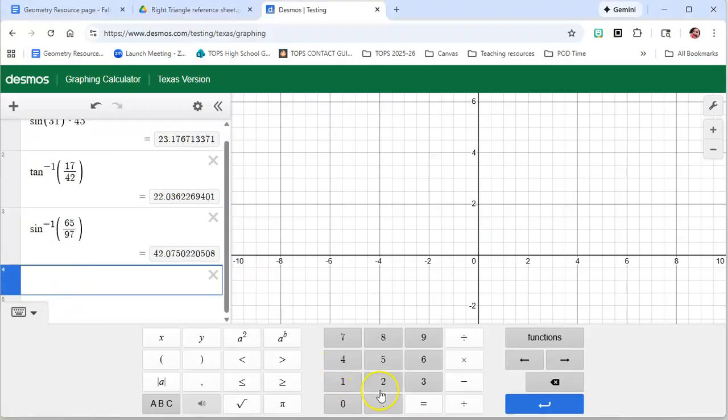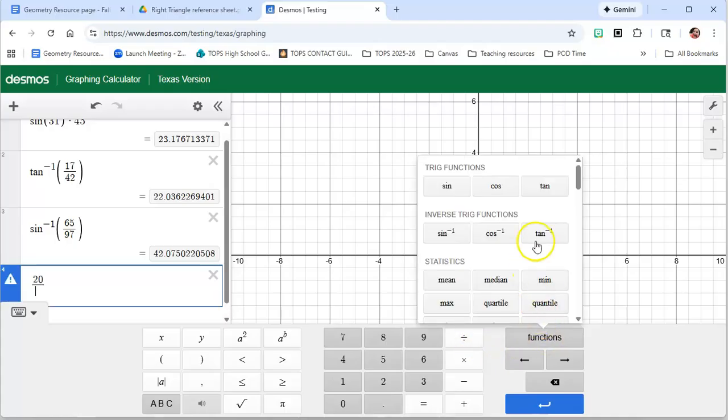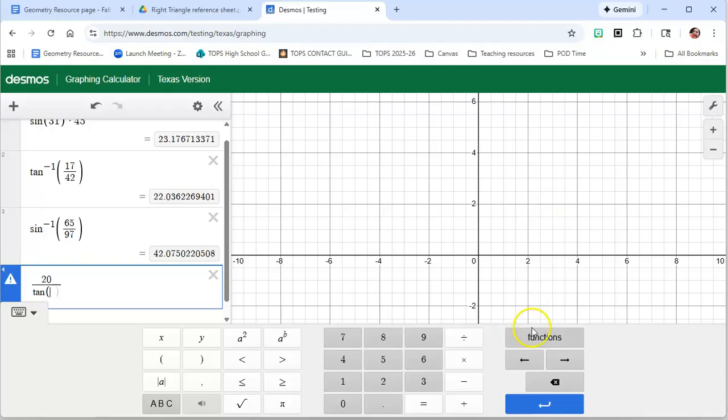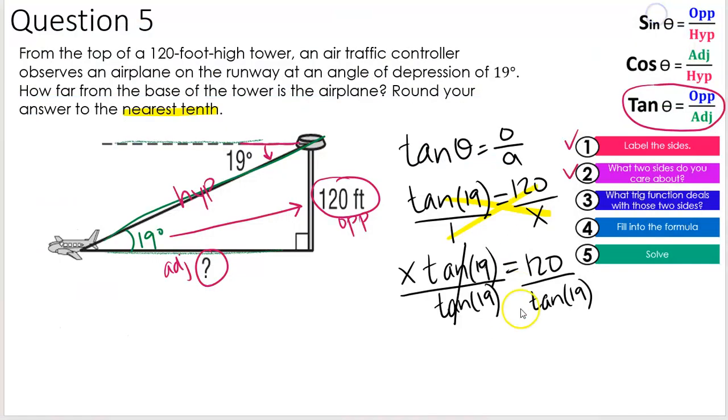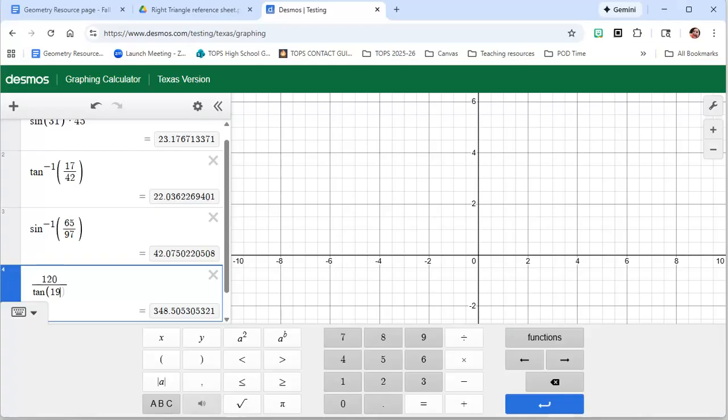Okay. So we have 20 divided by tangent. Oh, it wasn't 20, was it? It was 120, right? 120 divided by tangent of 19. Let me go ahead and make sure I got 120 divided by tangent of 19. Okay, good. And so I get 348.505.